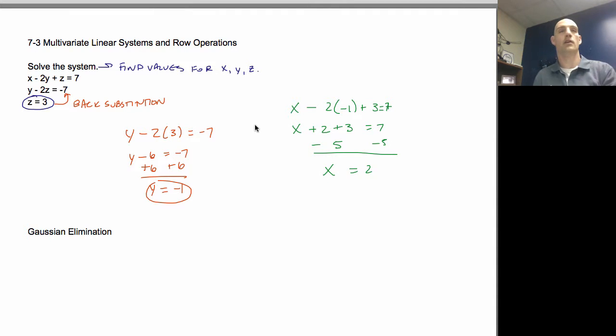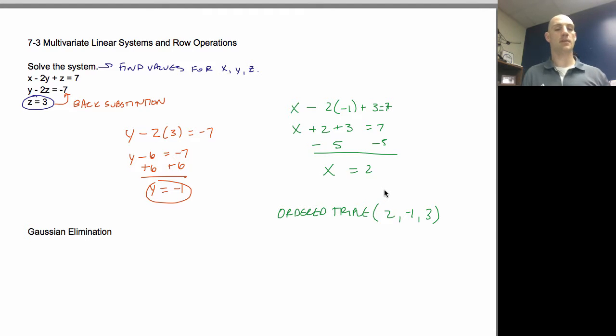So what does my answer look like? It's an ordered triple, because it's not an ordered pair. There are three variables, and it goes x, y, z. That's all there is to it. So I'm going to use back substitution.